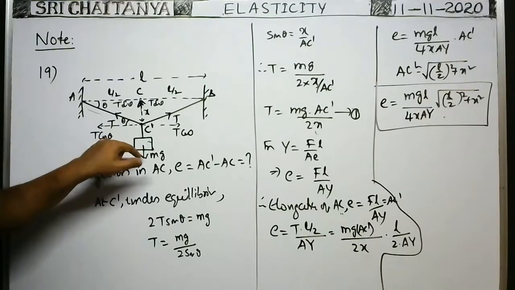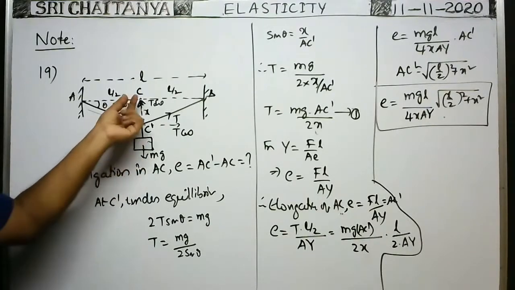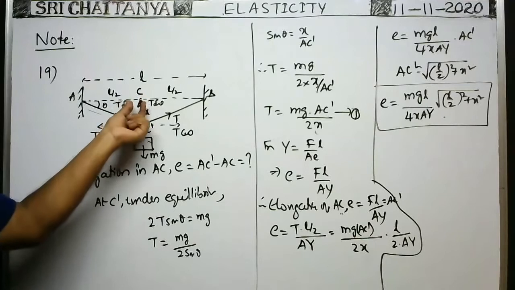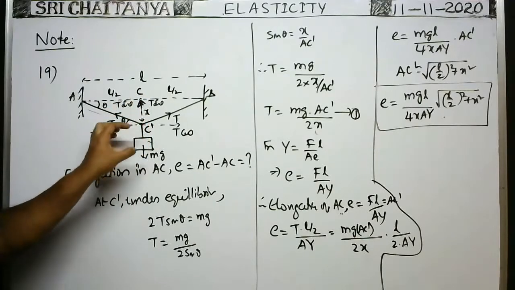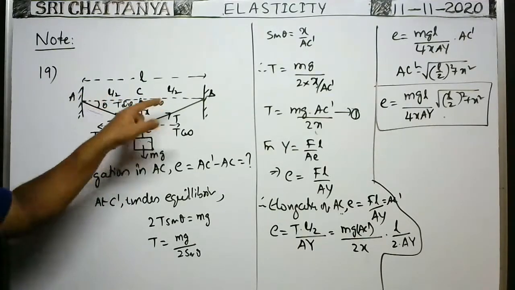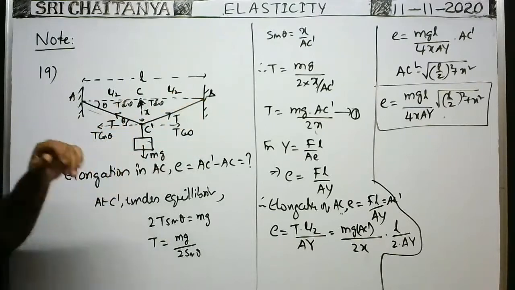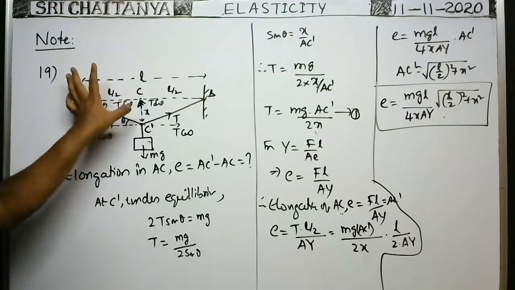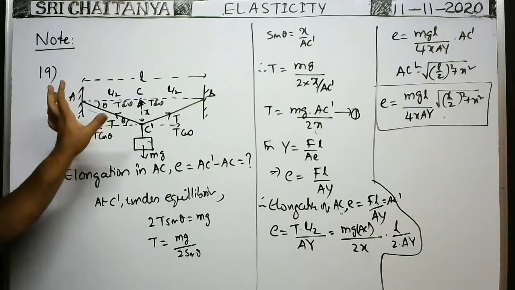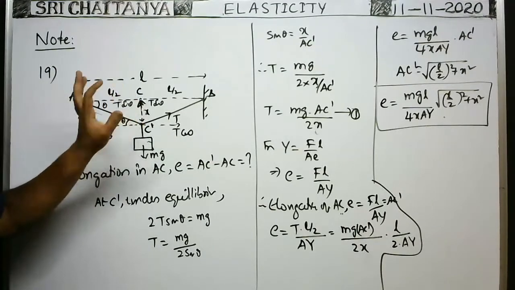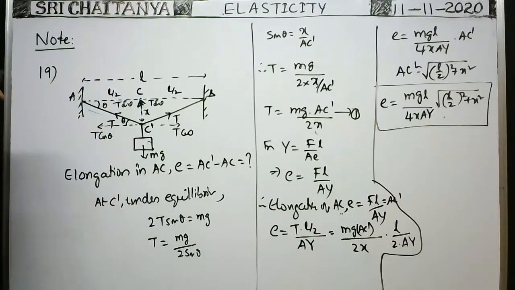When it is suspended, because of the weight of this load, the midpoint is pulled downwards, so that when the load is under equilibrium, the string occupies a position like this. Now this length AC becomes AC dash. So what is the elongation of this string AC when the load is suspended? That is the question they asked.